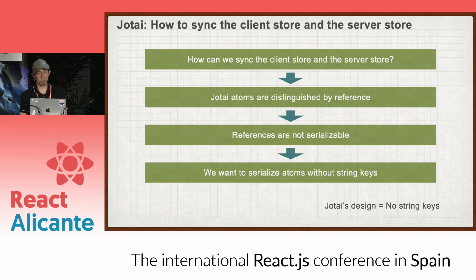This is a challenging problem. Some of you may know that jotai atoms are distinguished by reference. They don't depend on a string key. But we can't serialize a reference in general. To solve our problem, we need to serialize the atom reference. If we had a string key for an atom, it would be easy. But having such a string key goes against jotai's design.